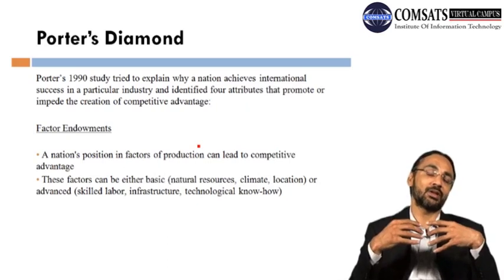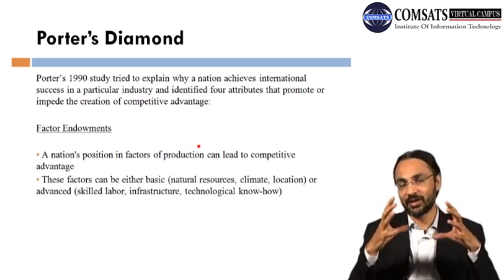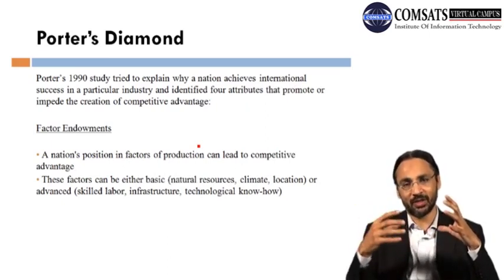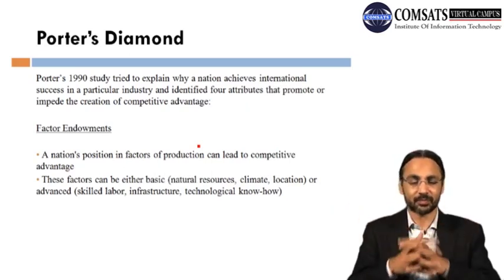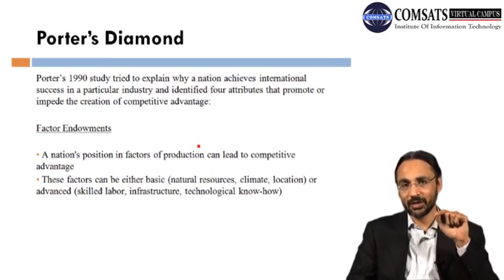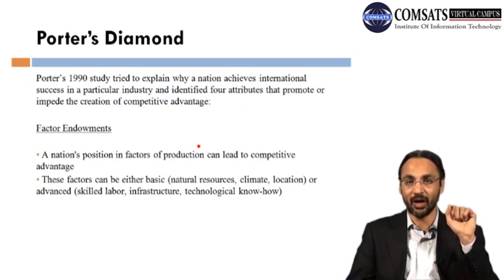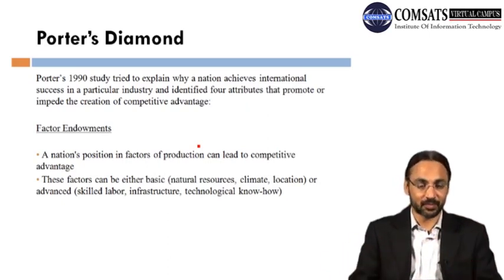Factor endowment means the factor in which a country is blessed, the thing for which God has given more gifts in that country. This is the first point, factor endowments. Endowment means gifts. A nation's position in factors of production can lead to competitive advantage. Specifically for that product, a country or companies can get a competitive advantage on the basis of that endowment factor. Again, we continue with the example of Saudi Arabia: oil and gas companies in Saudi Arabia have a competitive advantage because they belong to the country where this factor is; they have a stronghold in oil and gas.